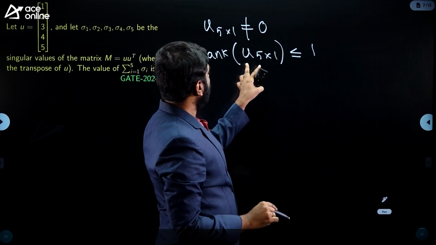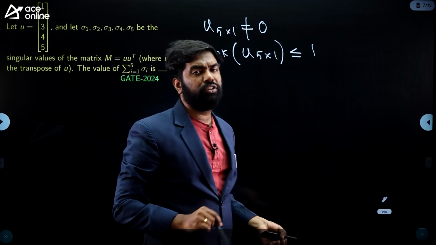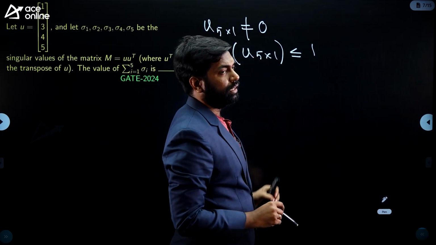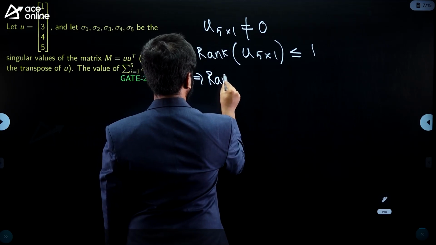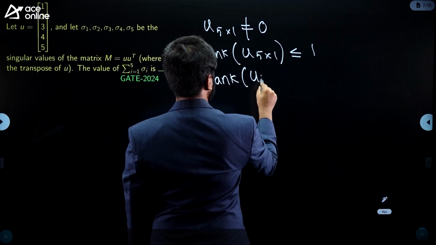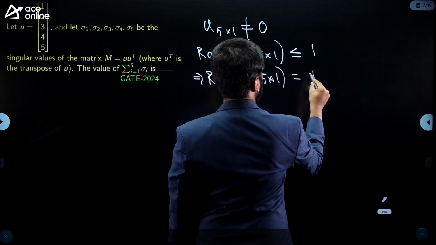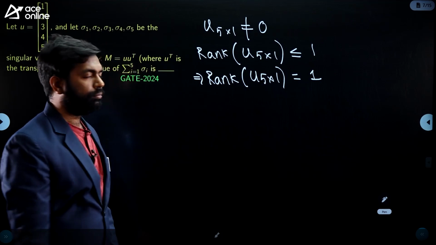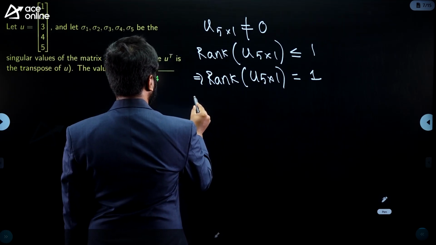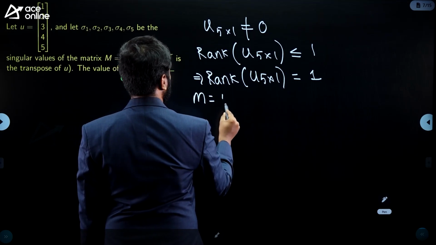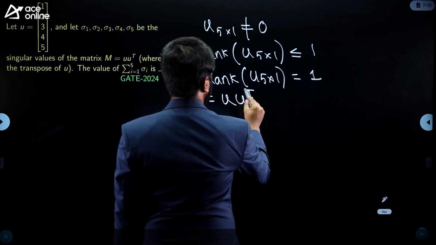So what is the rank of U? It is either 1 or less than 1. Less than 1 means 0. So the 0 case is not possible because it's a non-zero vector. So from this we can conclude that the rank of U, which is a 5 cross 1 vector, is clearly 1. This is the first conclusion. The rank of the given vector is 1. Now, why do we need this? How is M created? M is U into U transpose. So what could be the order of M?